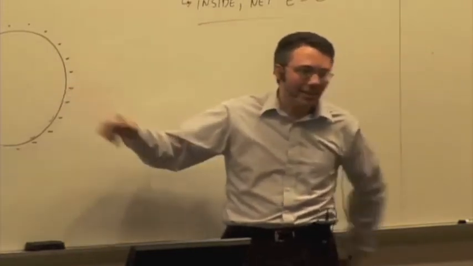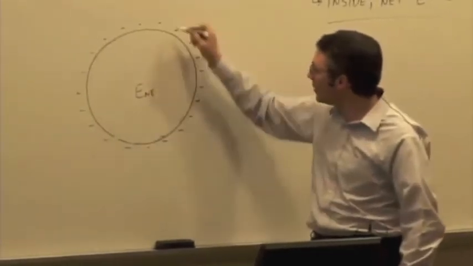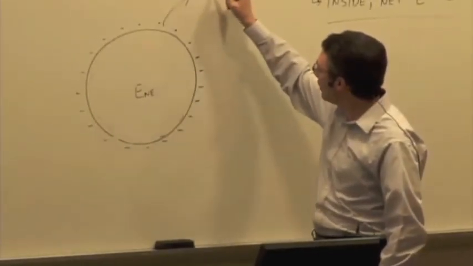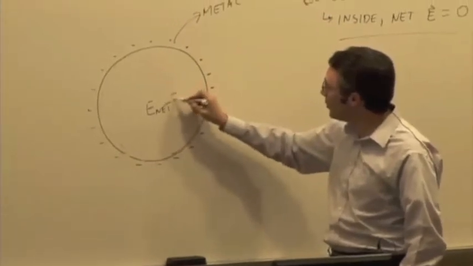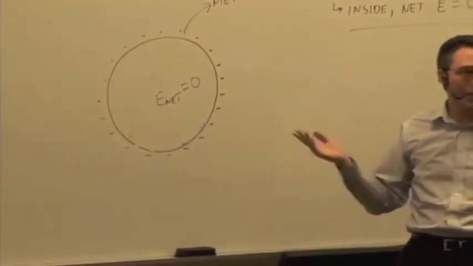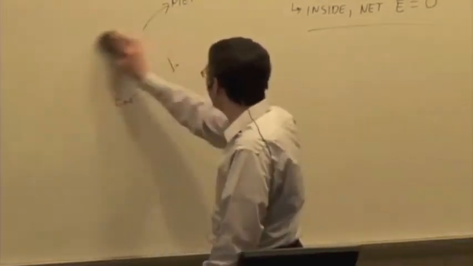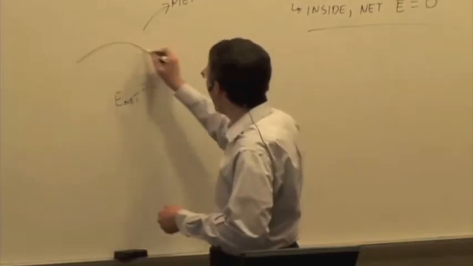But then again, even in this case, what's the net electric field inside? If this is now a metal, net electric field is equal to 0. In fact, for the case of a metal, it doesn't even have to be a sphere. It could be any old object. The geometry doesn't matter.